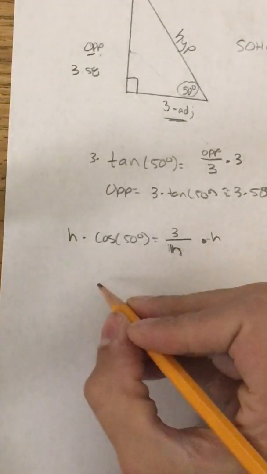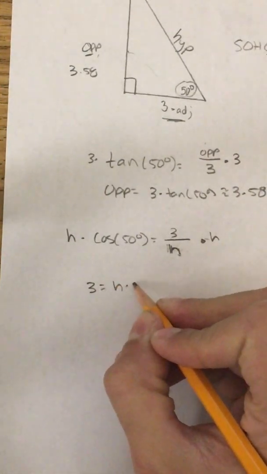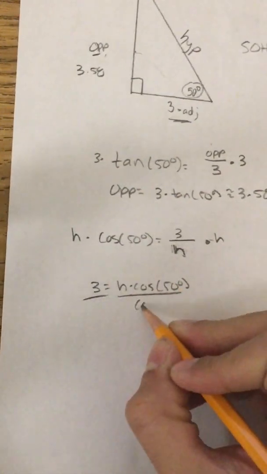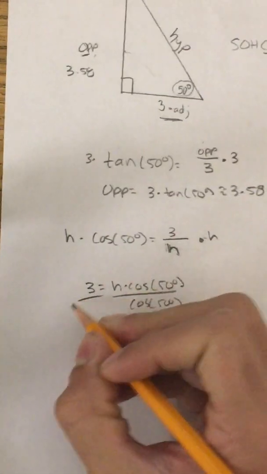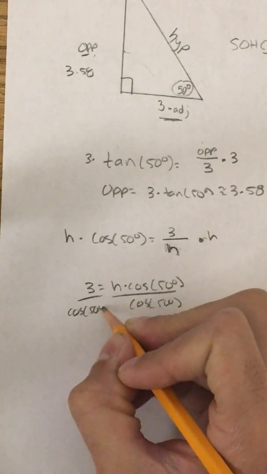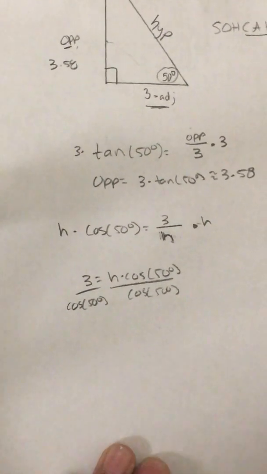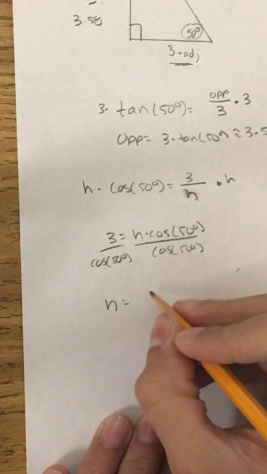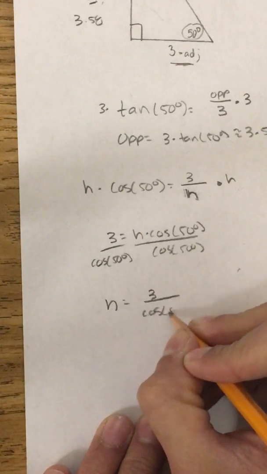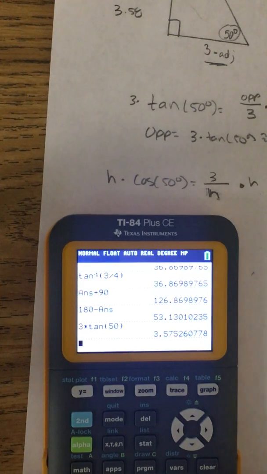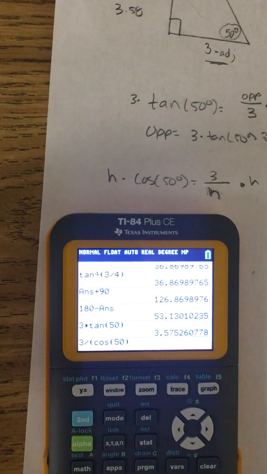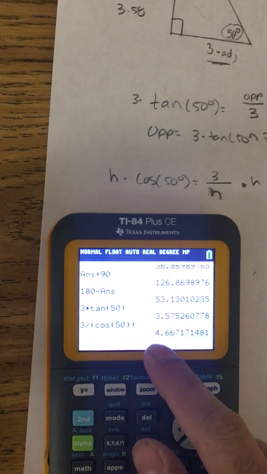And I get that 3 is equal to h times cosine of 50 degrees. Divide both sides by cosine of 50 degrees. The cosine of 50 degrees has to stick together. You can't separate that. Okay. And I get that the hypotenuse is equal to 3 divided by cosine of 50 degrees. Go to my calculator. Okay. 3 divided by, and I'll put a parentheses just in case, cosine of 50 degrees. I get the hypotenuse is 4.67.